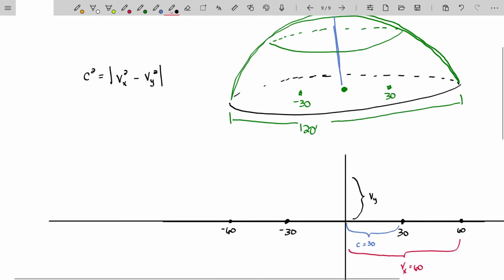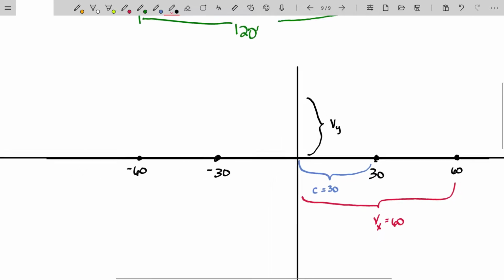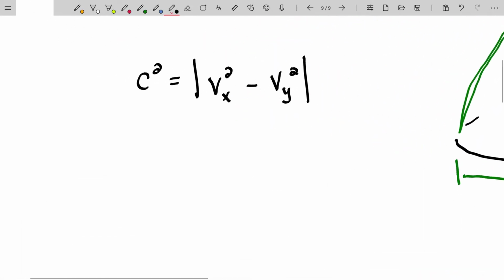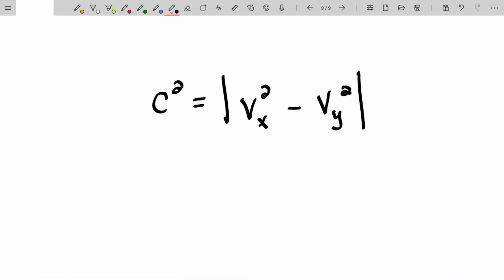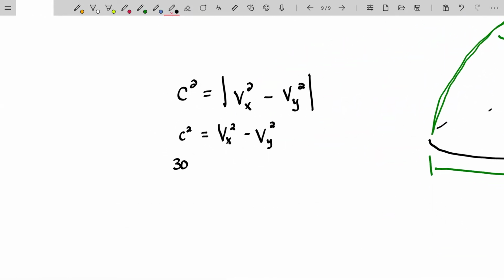And it should be obvious because our center, our foci, and our vertices have been given, and they're all on the horizontal axis, so v sub x will be the larger. The non-major axis would be related to the smaller of the two values, and that would be v sub y. So I could say that c squared is just equal to the regular old v sub x squared minus v sub y squared. And we know that c is 30, so I'll trade in 30 for c.